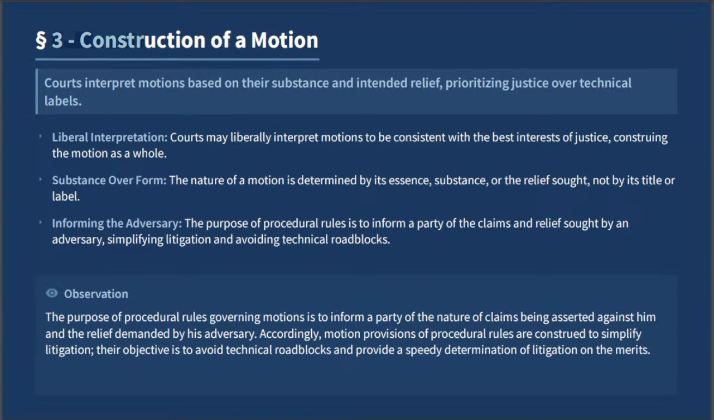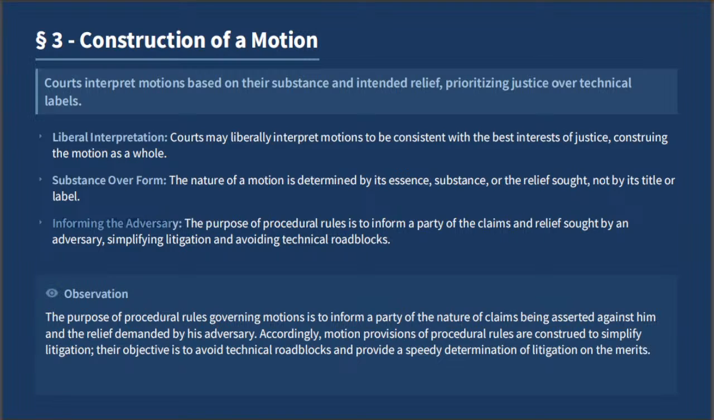Now we're on to the construction of a motion. Courts interpret motions based on their substance and intended relief, prioritizing justice over technical labels. There's a liberal interpretation. Courts may liberally interpret motions to be consistent with the best interest of justice, construing the motion as a whole. Let's see how this works. The liberal interpretations, which usually get shifty. Substance over form. The nature of a motion is determined by its essence, substance, or the relief sought, not by its title or label.